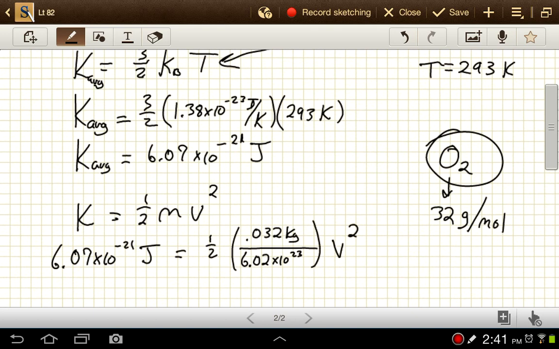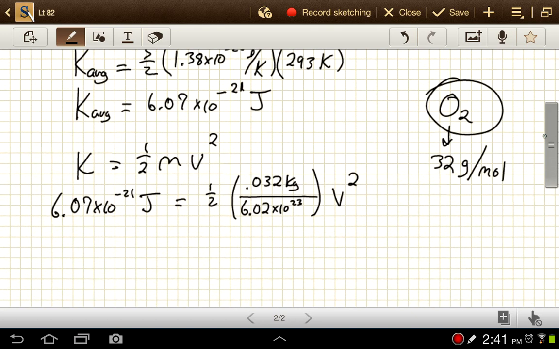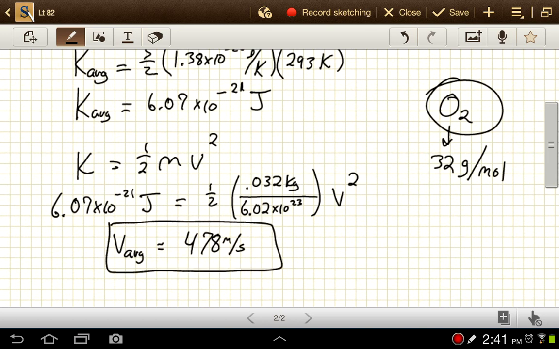times v squared. When we do this calculation, we'll solve for v, and we find that the v, this is average velocity, is equal to 478 meters per second for an oxygen molecule. You're surrounded by oxygen molecules that are pummeling you in the face at 478 meters per second right now. So how come it doesn't feel painful or windy?